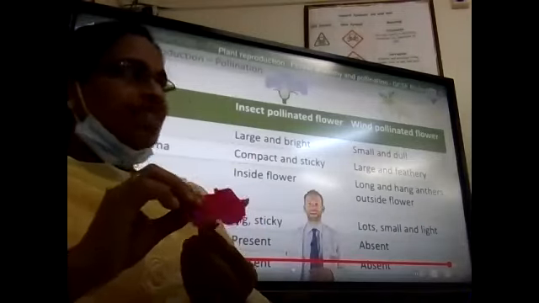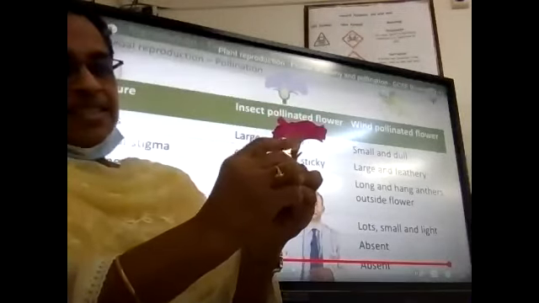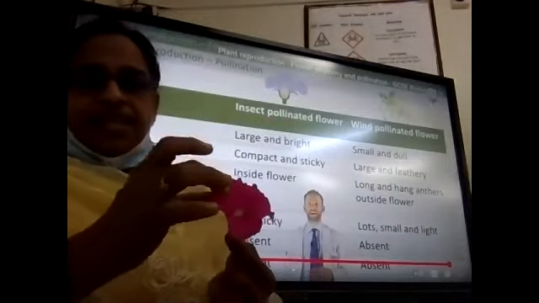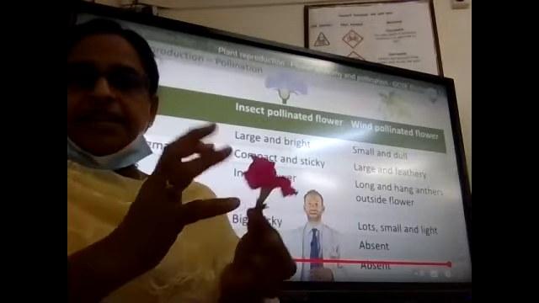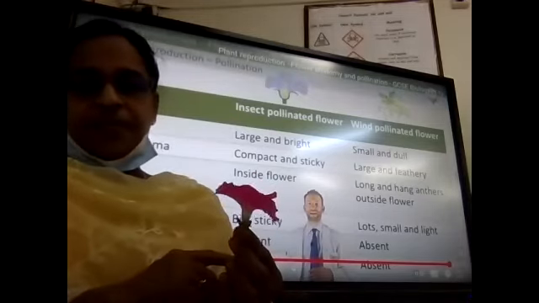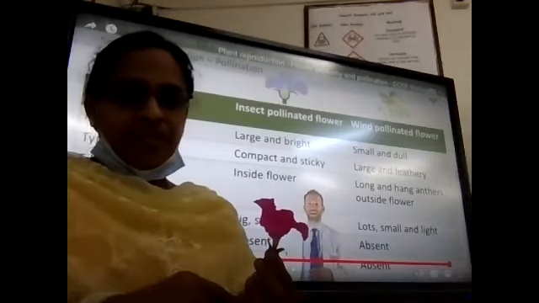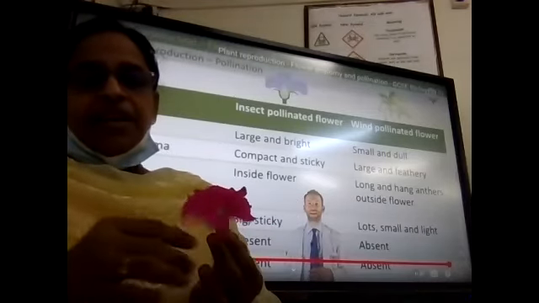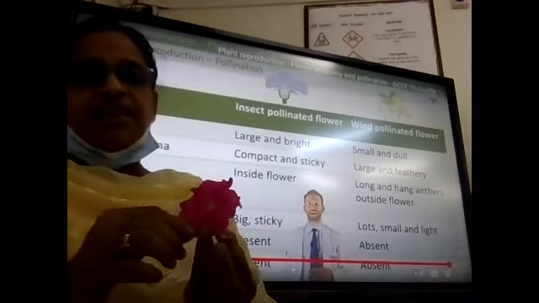Then the parts of a flower. There is the sepal, which is green and leafy, and its function is to protect the flower before it opens. And there is the petal, brightly colored and large to attract insects, which pollinate. So you must know what pollination is. Pollination is the transfer of pollen from anther to stigma, from the male to the female part.